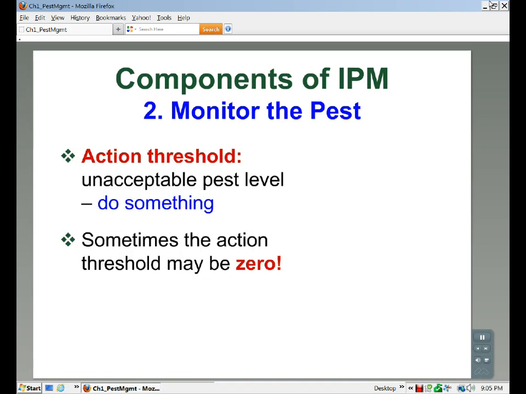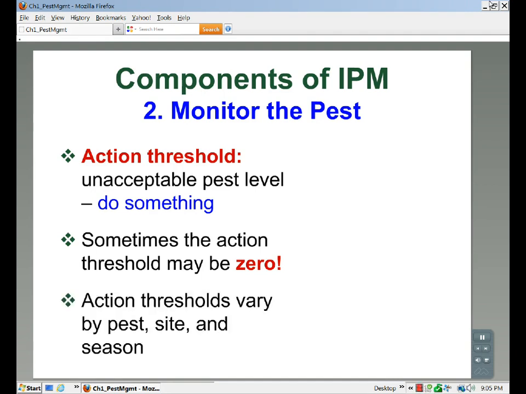The action threshold is that pest number that triggers you to initiate corrective measures. Those corrective measures may be mechanical, cultural, or chemical. In agriculture, the action threshold is usually well defined based on economics. Depending on the pest species, the site, or even the season, the trigger level may differ.